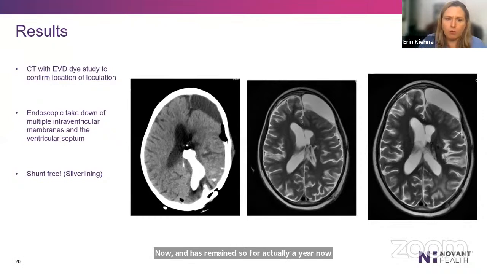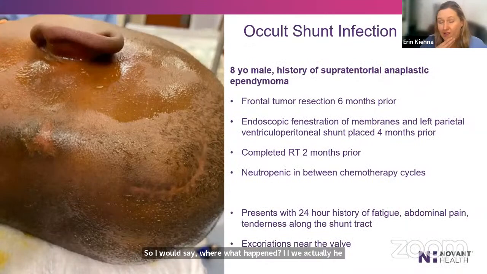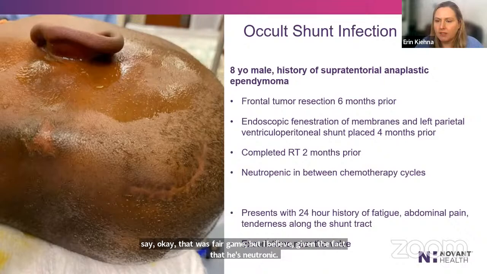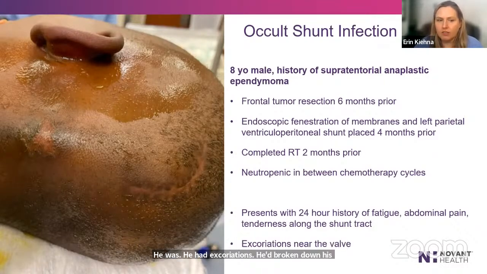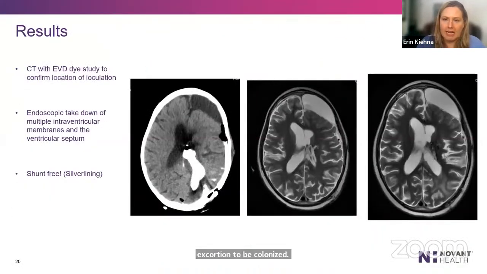So I would say what happened, he was not declared a surgical site infection because this happened so far after the shunt placement, 4 months later. So Staph aureus doesn't show up 4 months later. If they showed me C. acnes now or something, you say, okay, that was fair game. But I believed, given the fact that he's neutropenic, he had excoriations, he'd broken down his skin barrier, and that allowed that shunt just beneath his excoriations to be colonized. But once again, shunt free, so I guess that worked out for him.